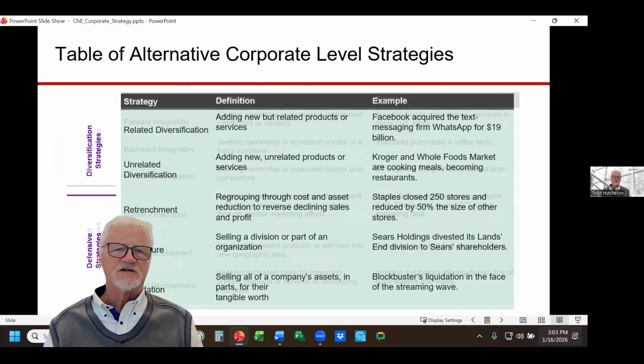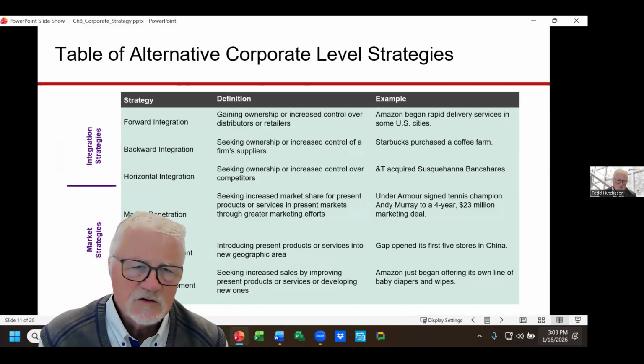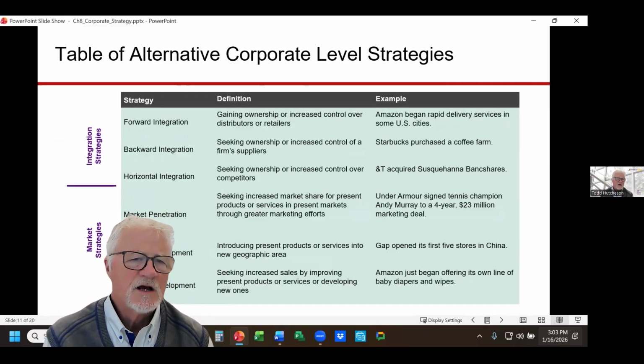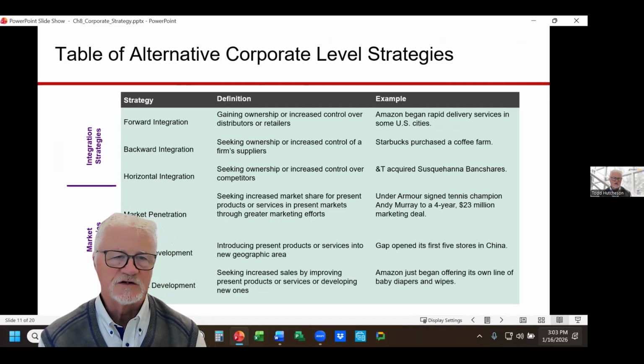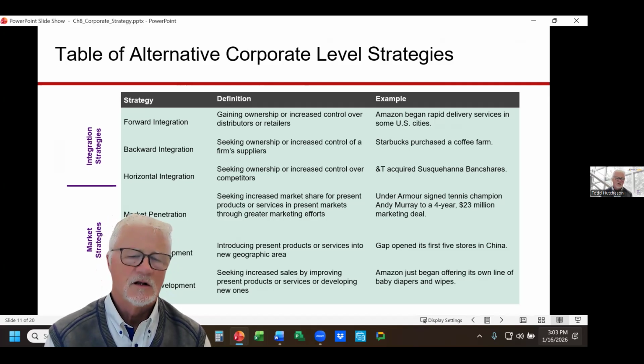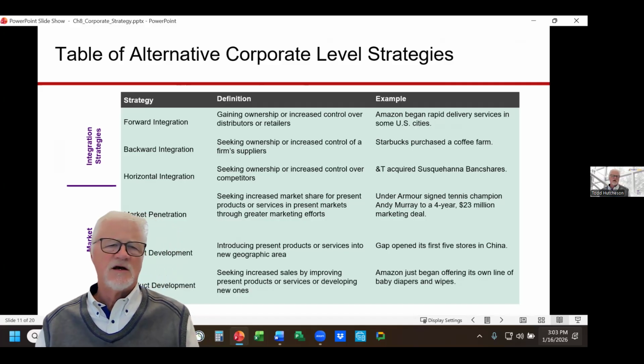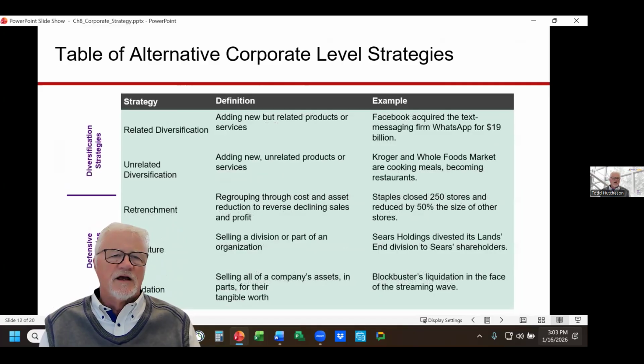I'm going to show two charts here. There are 11 different corporate level strategies. We're going to talk mainly about integration strategies, so those are the forward, backward, and horizontal strategies. We're also going to talk a little bit about market strategies. You could also look at diversification strategies, related and unrelated diversification. And then, as I mentioned earlier, defensive strategies: retrenchment, divestiture, and liquidation.